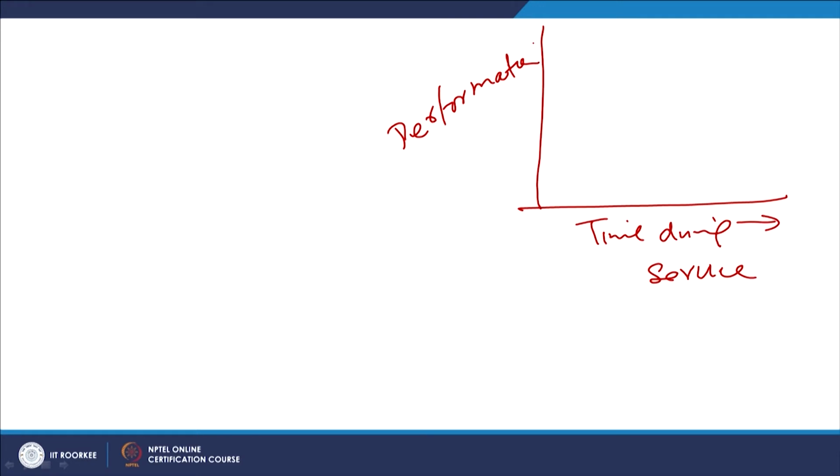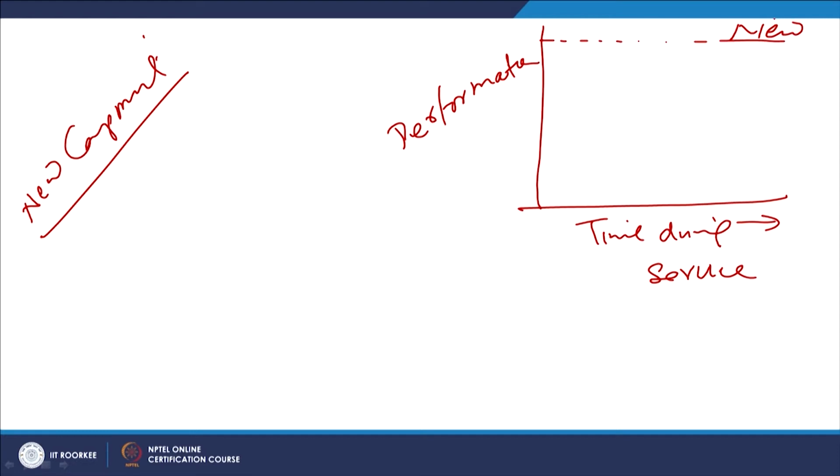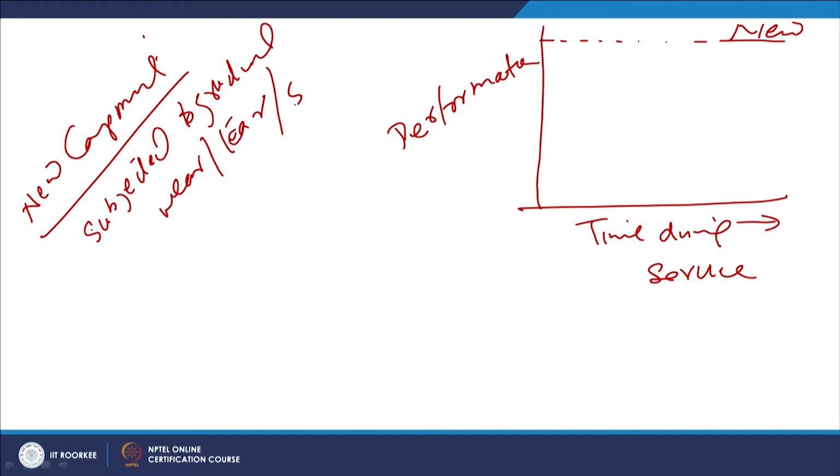Whenever a new component is put into use, it gives the best performance. The performance level is high when the component is new, but as soon as it is put in use, it is subjected to gradual wear and tear, stresses, deformation, and chemical interactions.